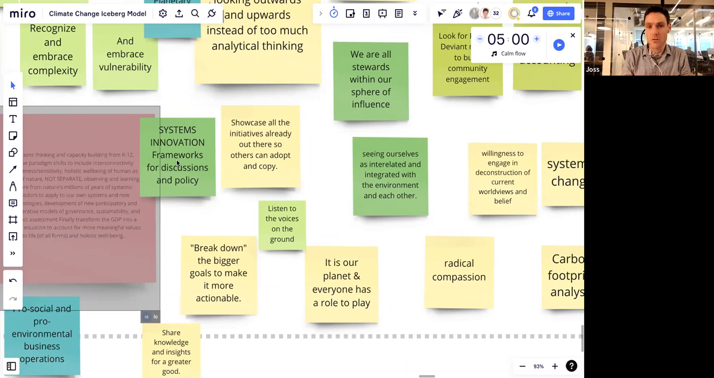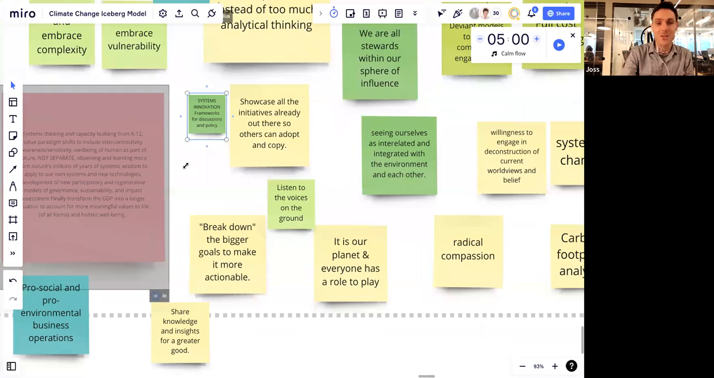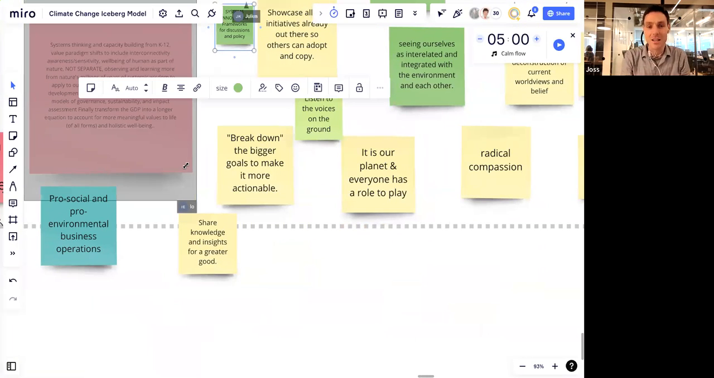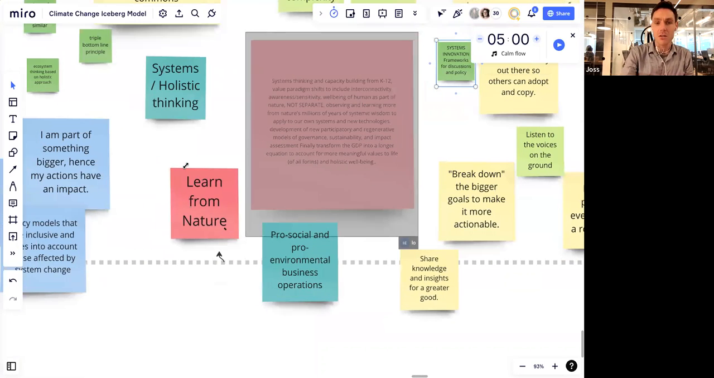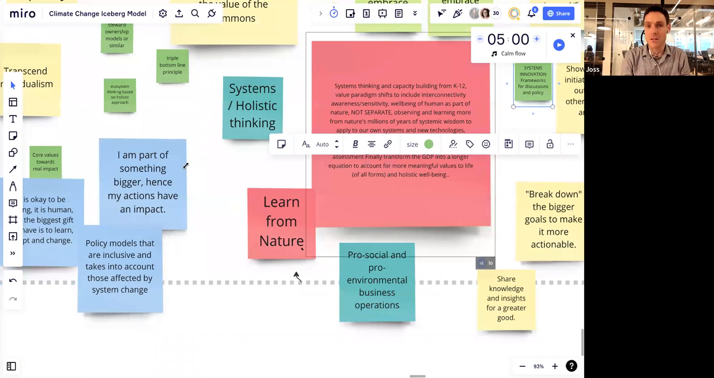Showcase all the initiatives already out there so that others can adopt and copy. Systems innovation framework for discussing policy. Definitely, I'd agree with that. So share knowledge and insights for a greater good, pro-social and pro-environmental business operations, learn from nature, biomimicry, systems, holistic thinking. I'm part of something bigger, hence my actions have an impact.